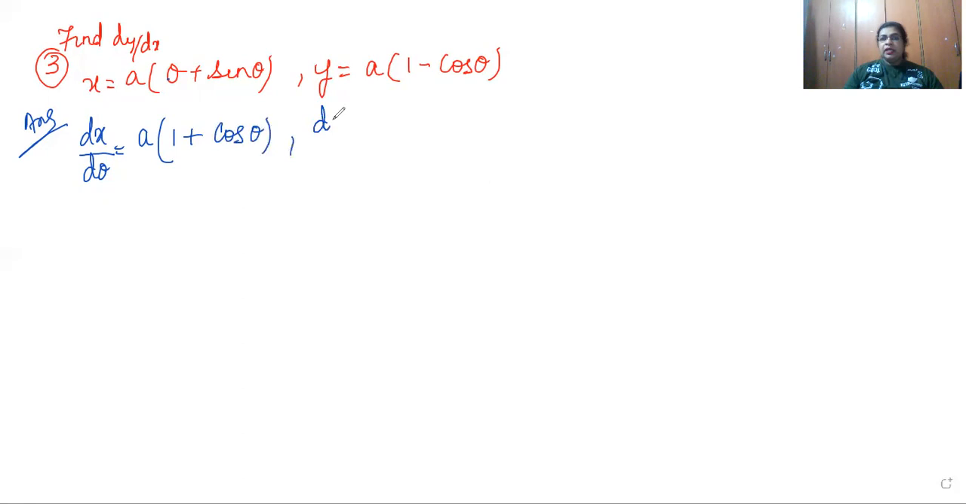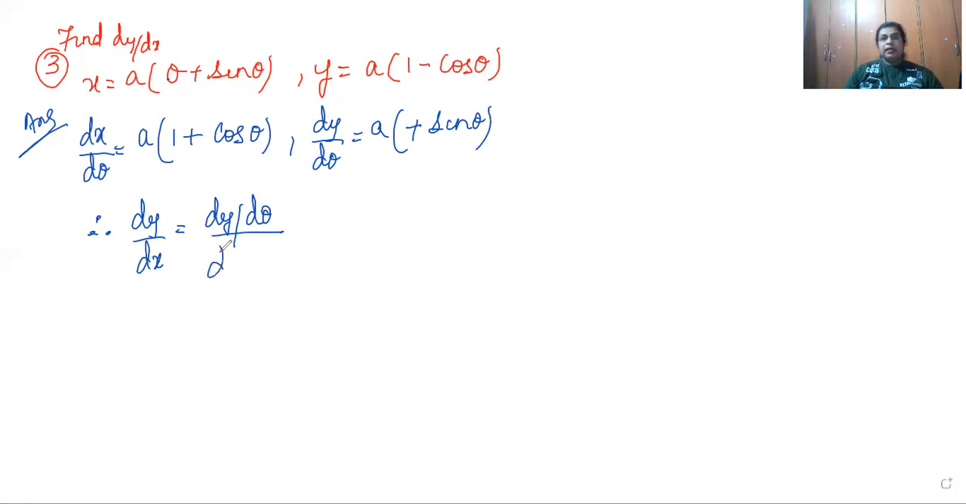Done. Okay. dy by d theta. What is your answer? A, right, as it is, derivative 1, constant alone 0, minus cos theta, derivative is minus sine theta. So therefore, this will become plus sine theta. So therefore, dy by dx is equal to dy by d theta. Who is on top? Dy. Okay. Divided by dx by d theta. So therefore, it is a sine theta divided by a into 1 plus cos theta. So here a gets cancelled.